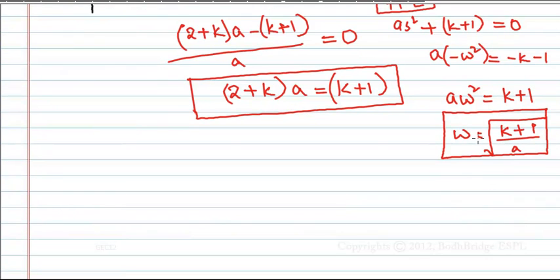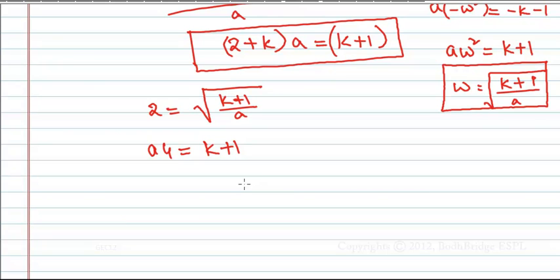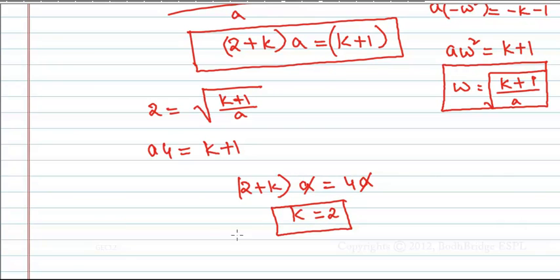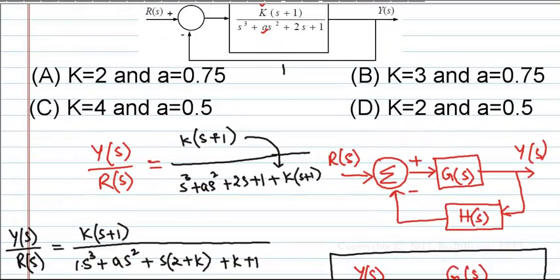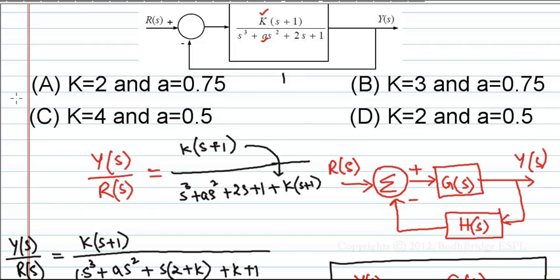And what has he given? The frequency of oscillation should be 2, omega equal to 2. 2 is equal to square root of (k plus 1) by a. Therefore what do I have? 4 into a is equal to k plus 1. Substitute it here: (2 plus k) into a is equal to 4a. Therefore k is equal to how much? 2. When k equal to 2, a is equal to 3 by 4, that is 0.75. K is 2 and a is 0.75. Therefore option A is the correct answer.